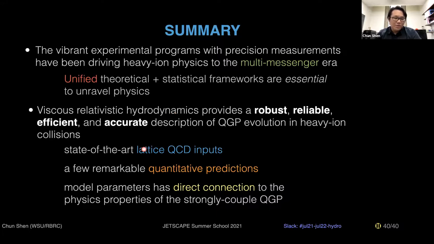It takes first principle input directly from lattice QCD. It makes a lot of quantitatively successful predictions for experimental observables. And importantly, the model parameters you constrain in this model have direct connections to the physical properties of the quark gluon plasma that you want to study.